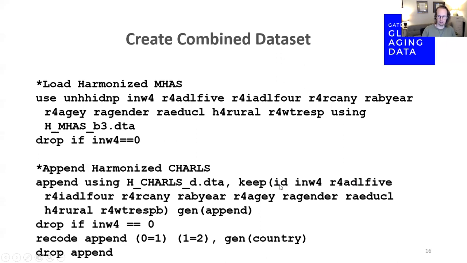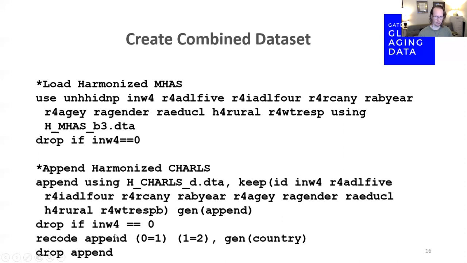So we're going to keep our ID variable, the unique identifier inside of CHARLS, INW4, and then these variables that we already listed. We're also going to use the second option, generate append, because we want a variable that tells us which study these data came out of. And we're going to drop if INW4 is equal to 0. Just like we did above, we're dropping any observations who weren't part of wave 4.